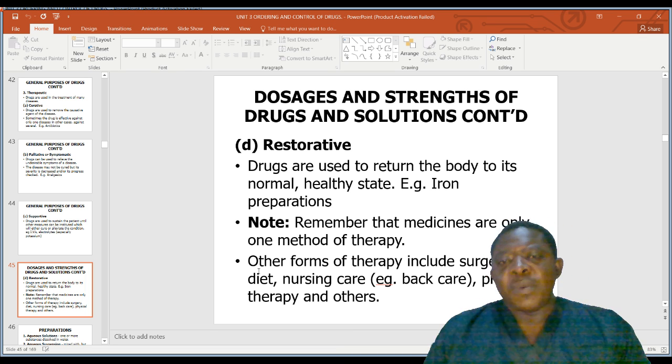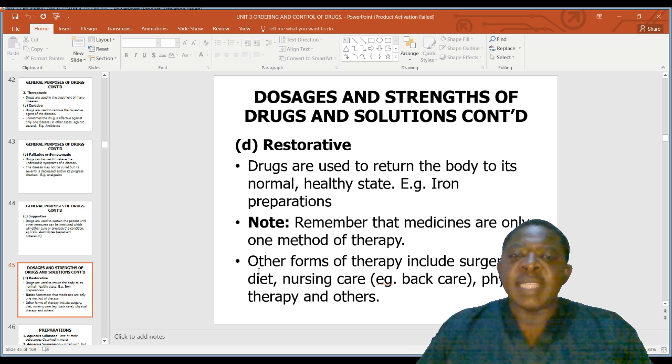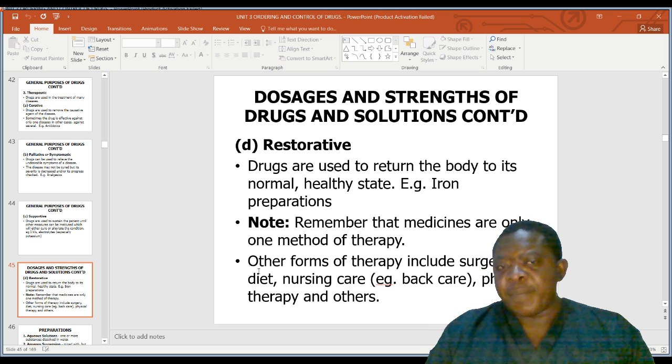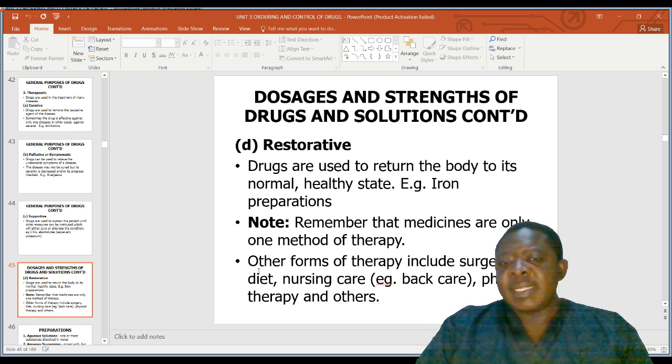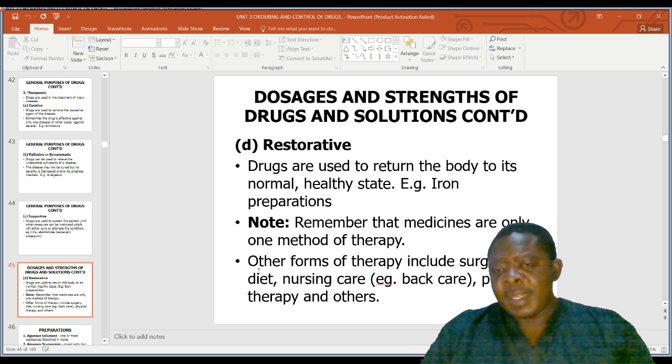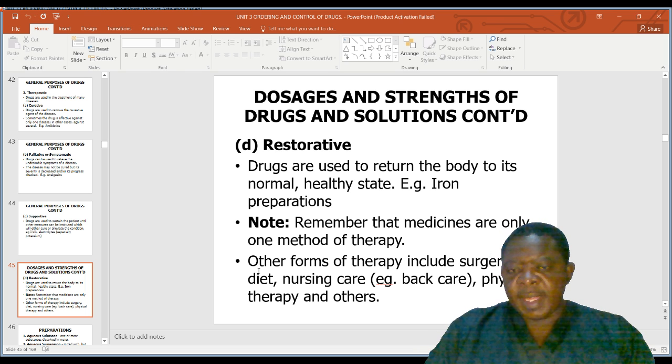But it's also important to note that medicines are only one method of therapy. Other forms of therapy include surgery, diet, nursing care, physical therapy, and others.